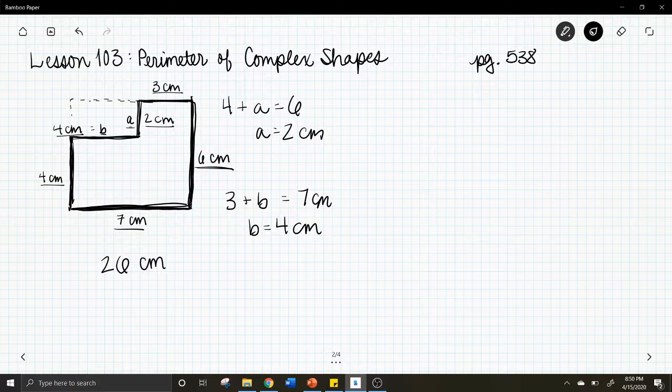All right, so we're going to look at some more examples, and then I'll give you guys some time to work on your practice set. But this is like the last one. This is a pretty short lesson. So let's look at our next complex shape.